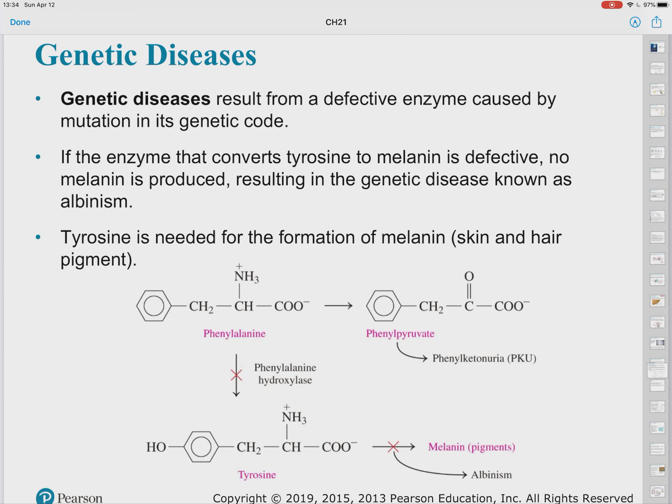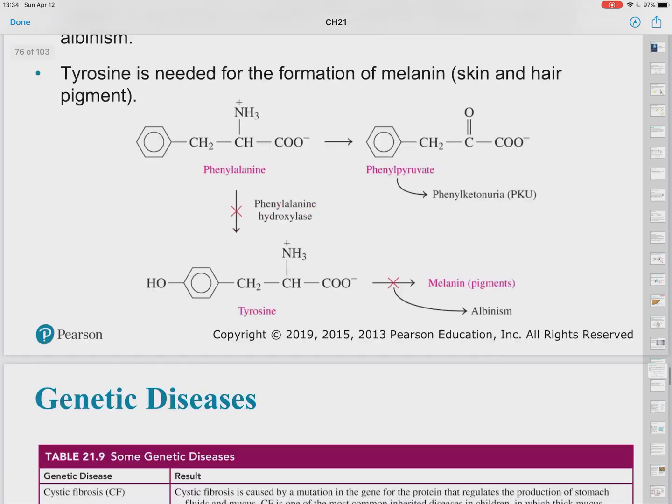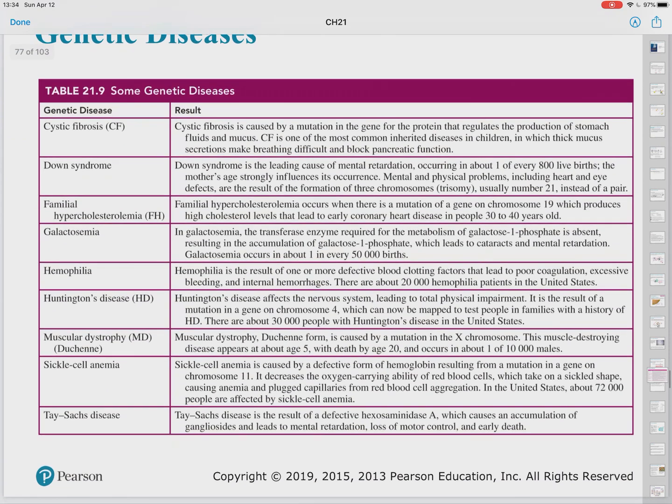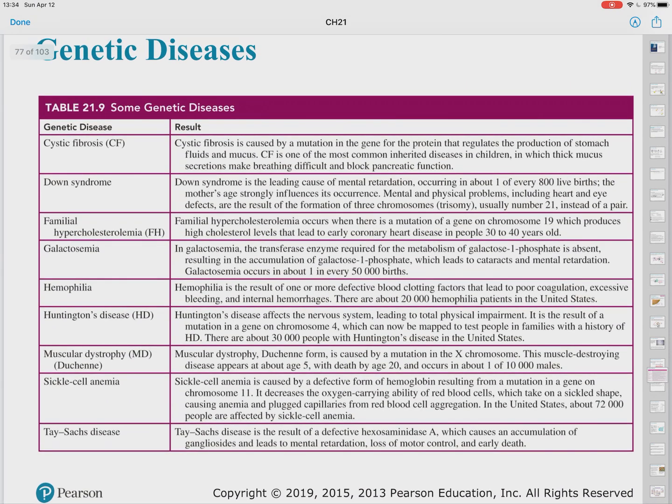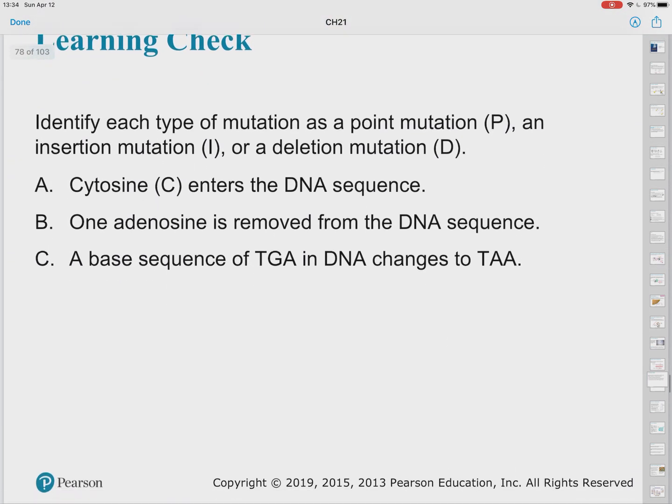So genetic diseases are just those that are caused by mutations to your code, your genetic code. And as an example, there's an enzyme that converts tyrosine to melanin. If that enzyme's defective, then you don't have any melanin, and this is the basis of albinism, not having any pigment in your skin or hair. So just a few genetic diseases here. You could pause the video and take a look at some of these. Sickle-Cell Anemia is actually caused by just a change of one amino acid.